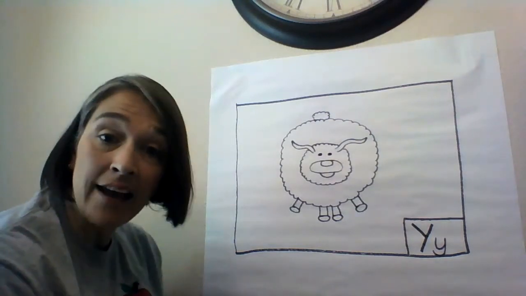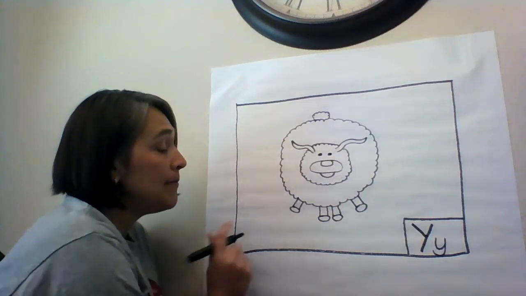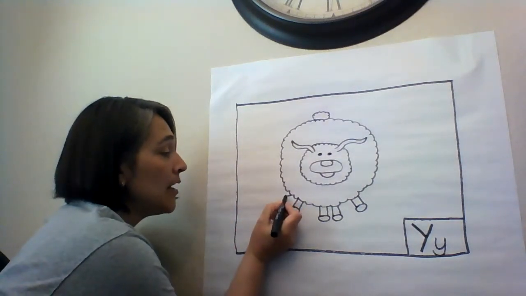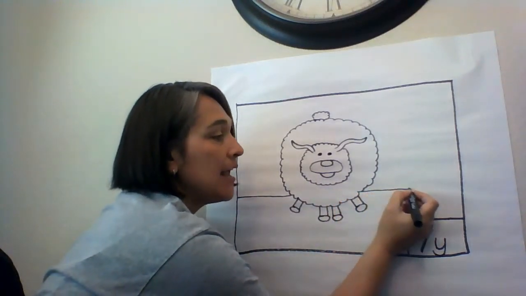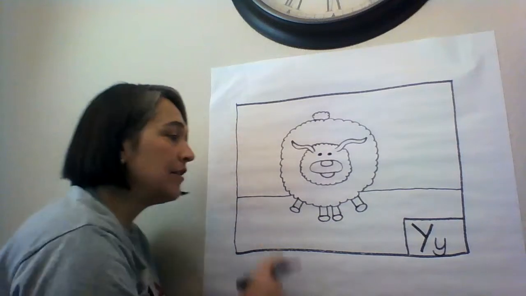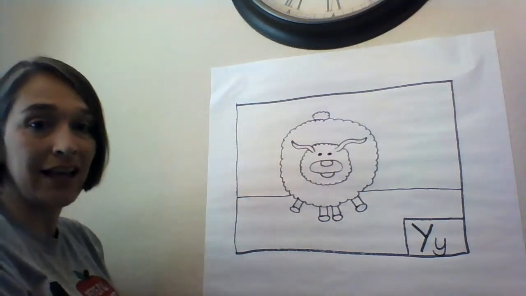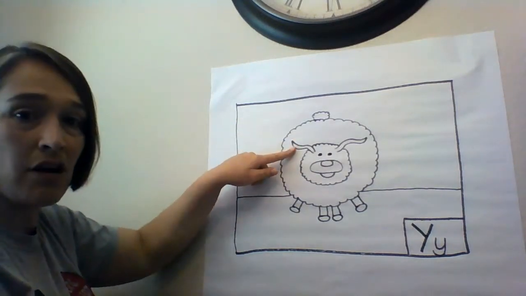Now, this yak is in the yard, so we need to draw the yard. So I'm going to make sure that he's not floating in space. I'm going to draw a horizon line right here for where the grass meets the sky. But today, the grass is going to have a fence. So I drew my horizon line. Then I'm going to come up to about where his horns are.